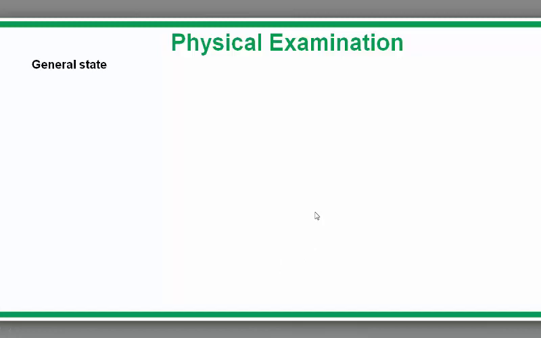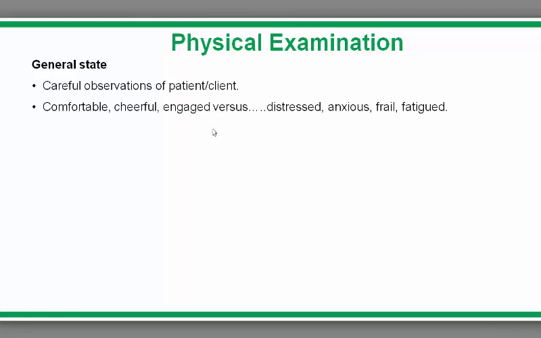As we move on to the physical examination, the clinical exercise physiologist should first get a sense of the general state. And this occurs by just carefully observing the patient or client. Are they comfortable? Are they engaged? Are they somewhat cheerful during the general interview? Or do they appear distressed, anxious? Do they appear fatigued just walking into the room? Do they appear frail? These are all pieces of information that the clinical exercise physiologist should take into consideration when it comes to testing or prescription.